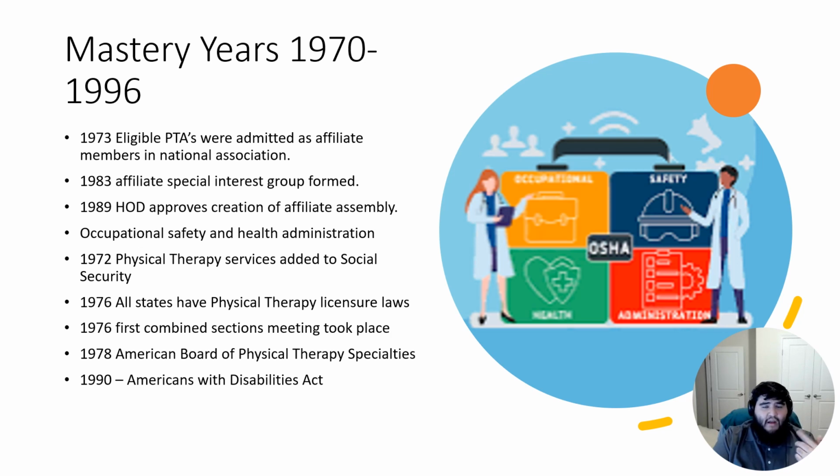1976 was the year all states had physical therapy licensure laws in place. 1976 was also when the first combined sections meeting took place. In 1978, the American Board of Physical Therapy Specialists was created by the APTA. This allowed members who wanted to further their careers to receive a certification and recognition in a specialty. One of the first ones was cardio.